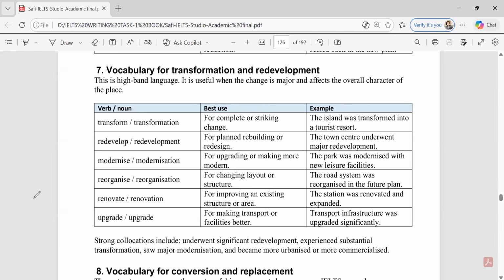The third one, look, first we read that there could be some of the verbs you need, clear, where there is extension. Another verbs you need for reduction. Another verbs you need for what? For transformation and redevelopment. For transformation, we can use transformed, redeveloped, modernize, reorganized, renovated, upgraded. Clear? So this is how we can use: the island was transformed into a tourist resort. So now transformed, it has transformed. So how it has been transformed?